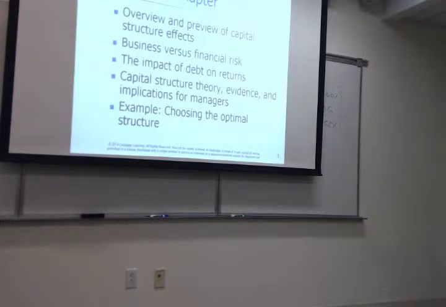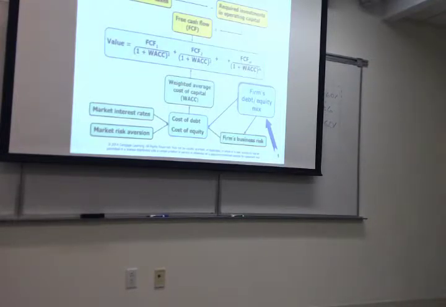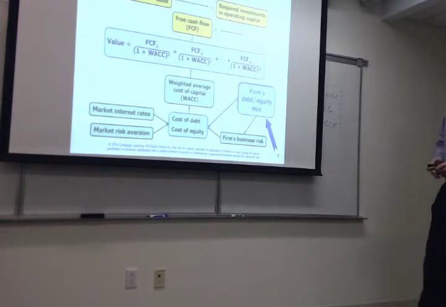I'll give you an overview. We'll talk about this idea of business versus financial risk, impact of debt on returns, which is exactly what we just went over in a simplified example, various theories for what is the best capital structure, the evidence of what people do in real life, and then we'll do an example of how you can choose the optimal capital structure to determine the greatest value for your firm. This is our flow chart that we like to reference.